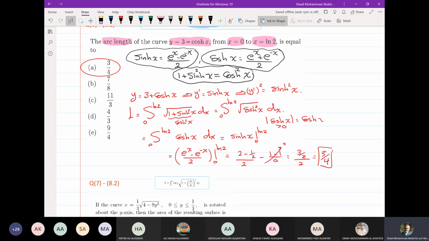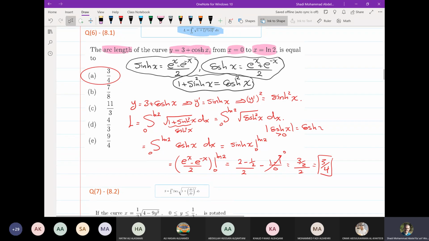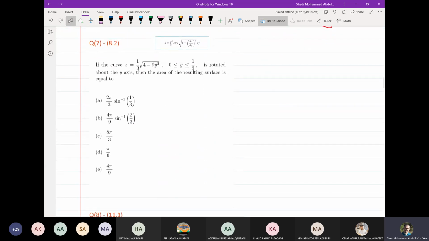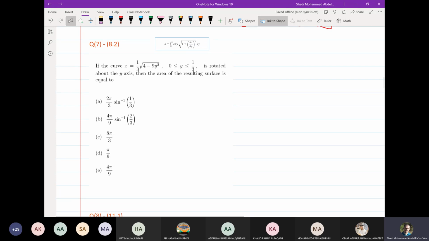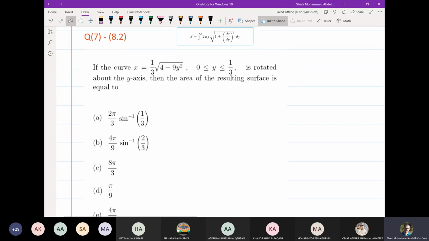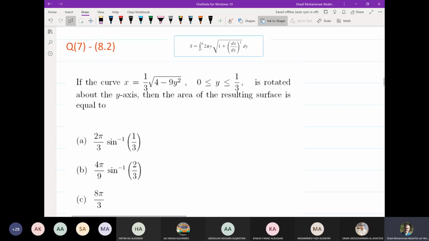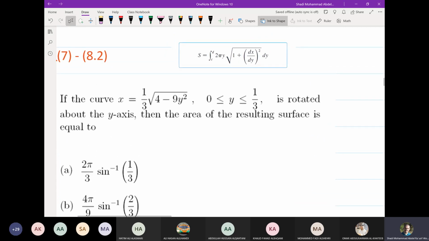Okay. Next question, this is 8.1. Usually we have a question about 8.1, which is arc length, and another question for 8.2, which is area of surface of revolution. Now this is the rule, guys, of the surface area of revolution. All of us know this rule.